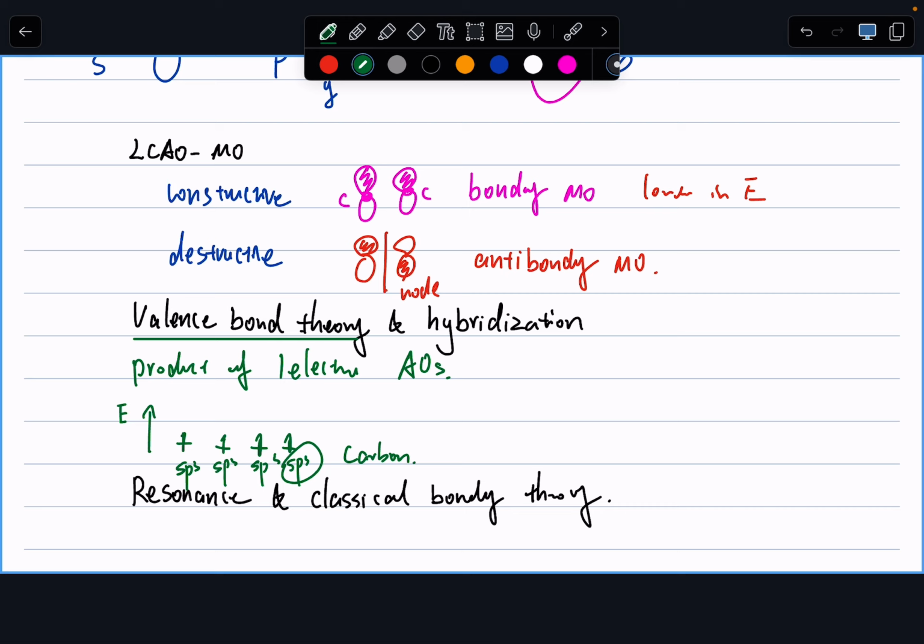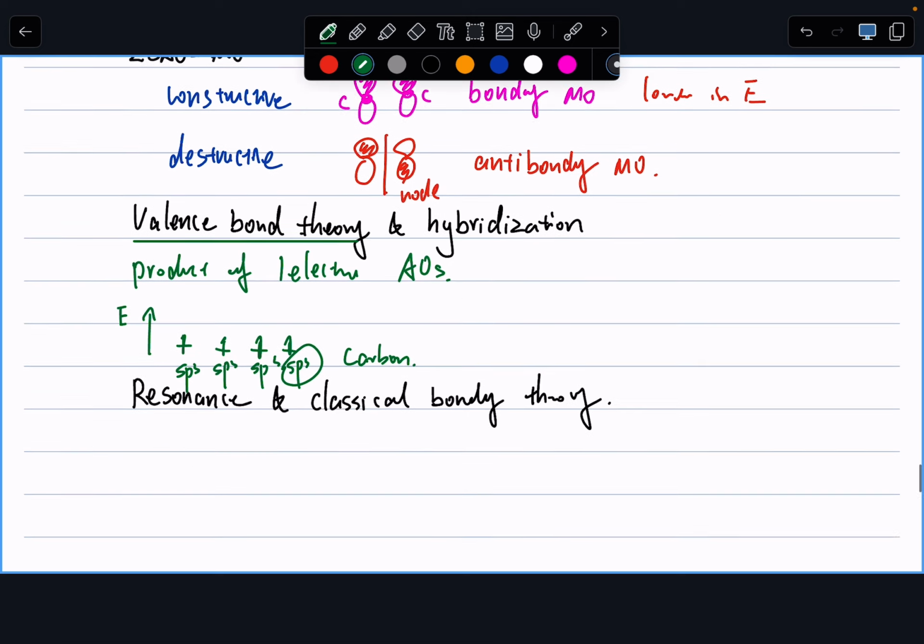The good thing about valence bond theory is it gives us localized molecular orbitals, so it tells us where my sigma bond is. The bad thing about valence bond theory is we don't know too much about the energies of these chemical bonds. So, pros and cons. LCAO-MO is delocalized but gives us information about energy. Valence bond theory is localized, but gives no information on energy.